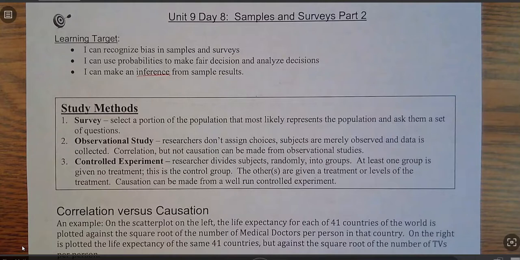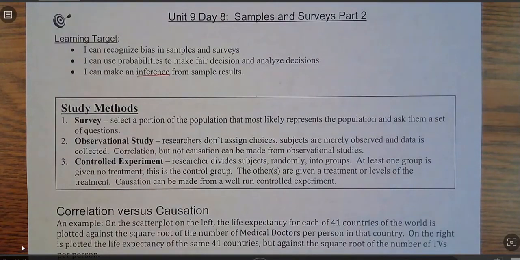Now, when you do an observational study, you can only find correlation. You cannot find causation from observational studies. Correlation is like these 2 variables happen to go together, whereas causation is this caused that. So if you do an observational study, you cannot say this caused that. You can just say there's a correlation. These 2 variables seem to always appear together.